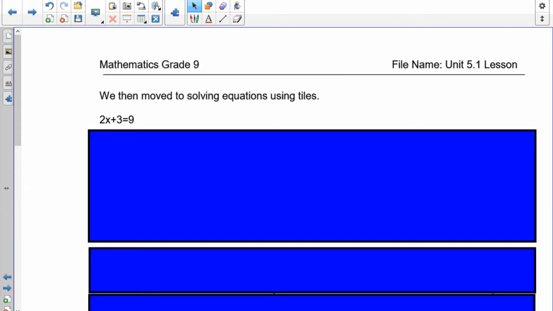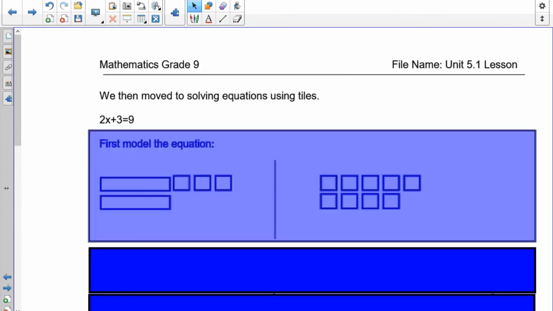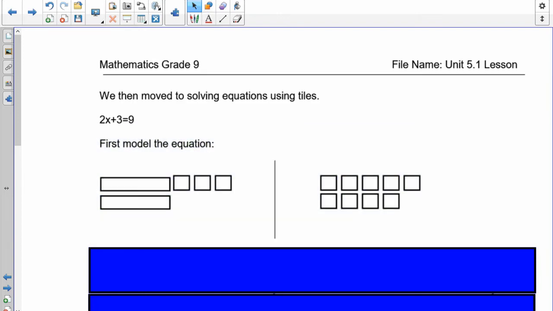Okay, so then we went into solving equations. The first thing we need to do in solving equations is model it. On the left-hand side, I've got 2 x's, and we know that this was a positive x. If it was shaded in, it would be a negative x. There's 2 of these, plus 3, 1, 2, 3. And this little line right here equates to our equal sign. On the right-hand side, we have 9 tiles.